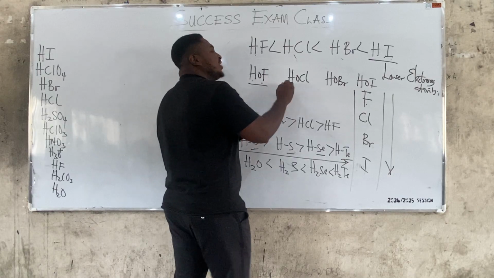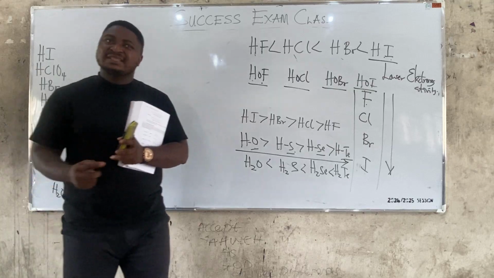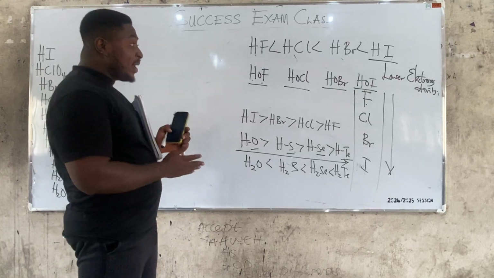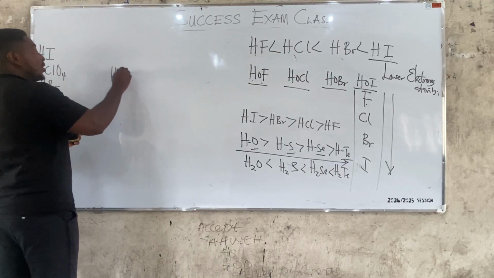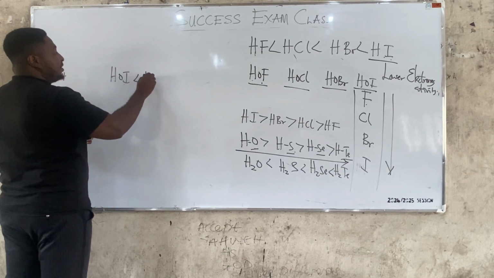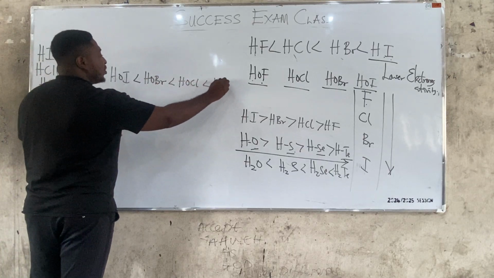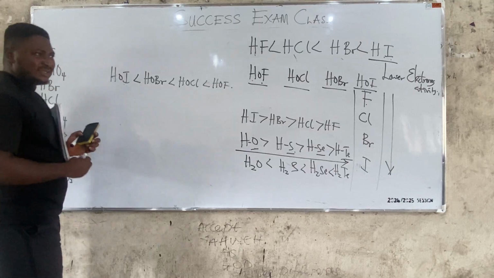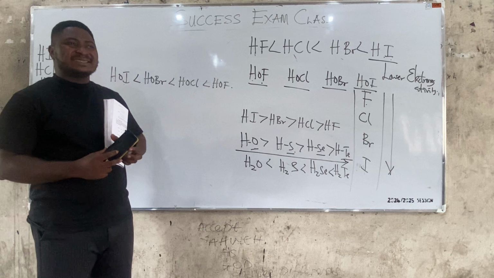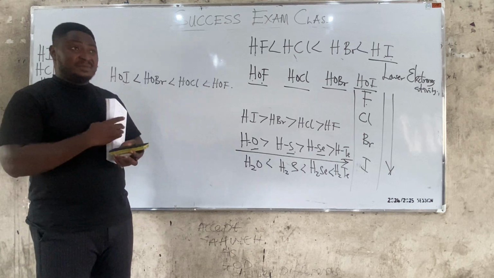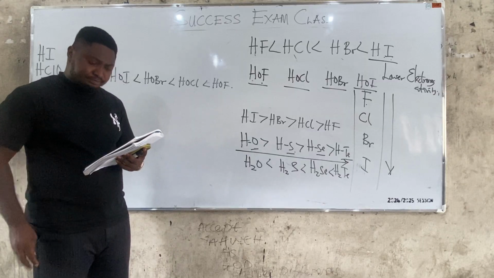Say they give you HOF, HOCl, HOBr, and HOI, and say arrange in increasing strength. Increasing means coming from the lowest to the highest. Who is the lowest? HOI, followed by HOBr, followed by HOCl, followed by HOF. So class, the presence of oxygen in oxo acid helps to do what? Increase the strength and changes the dynamic between the electronegative atom.